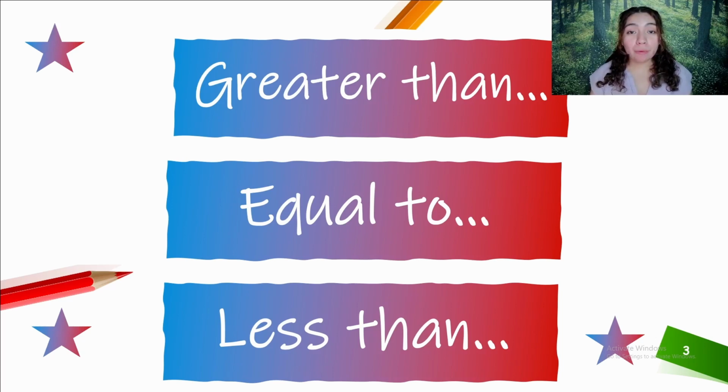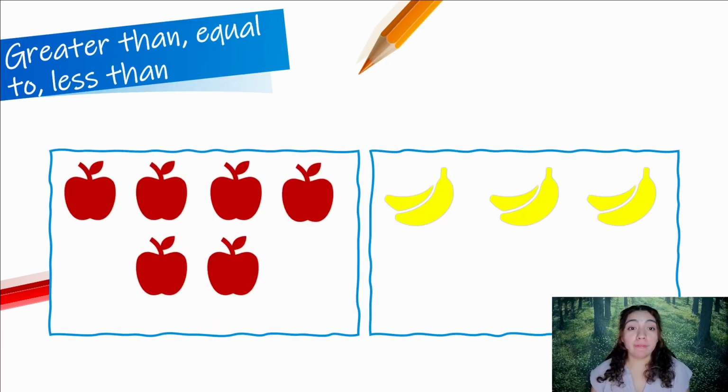We're going to use the words greater than, equal to, and less than to compare numbers between 1 and 10 using two groups of different things. Now that we've talked about what we're going to learn about, let's compare numbers together. Here we have a group of apples and a group of bananas.